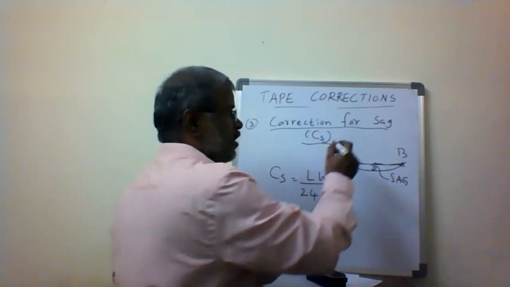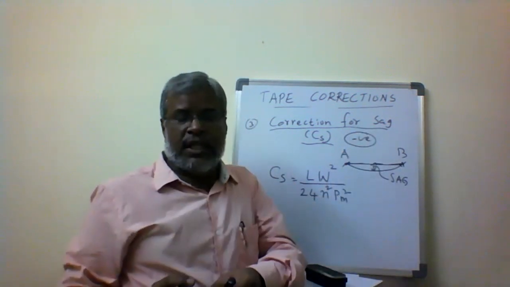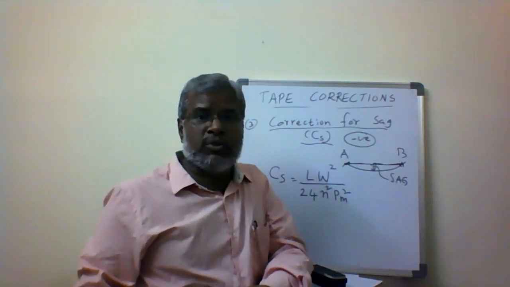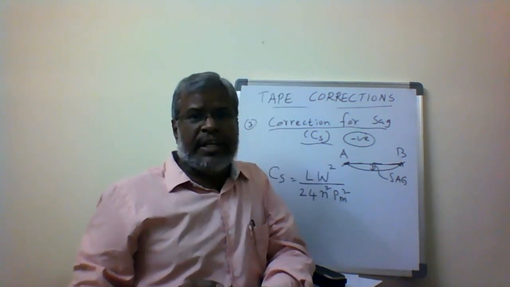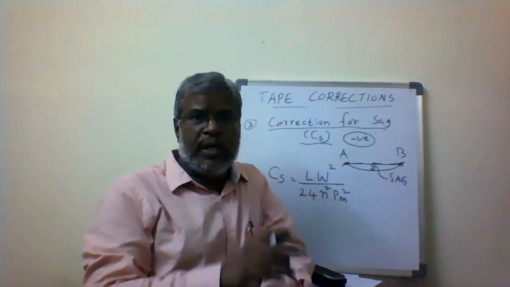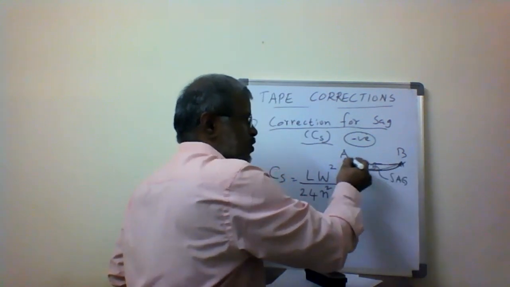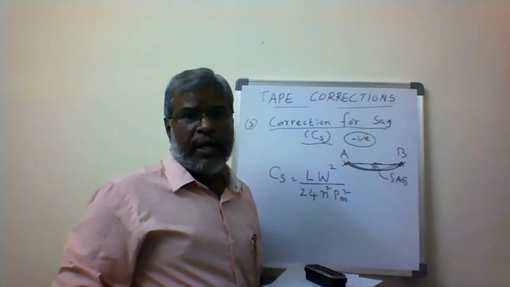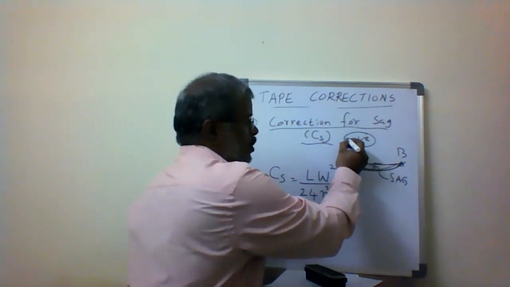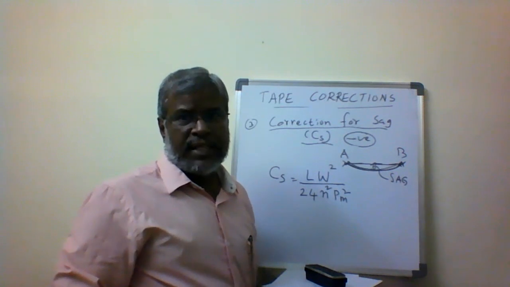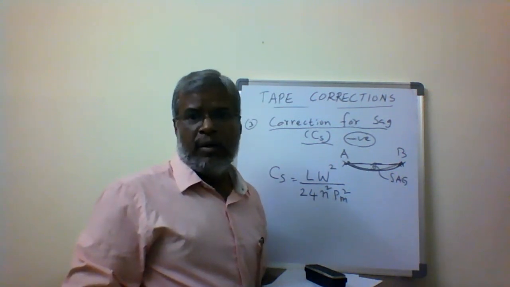The correction for sag is always going to be negative, because sag means more length. So your error is going to be positive and the correction is going to be negative. The error is positive because of the more length that occurs due to the sag. So with more length, the error is positive and the correction is negative. That's why the correction is always negative. So correction for the sag is negative, correction for the temperature is positive, and correction for the pull is positive.